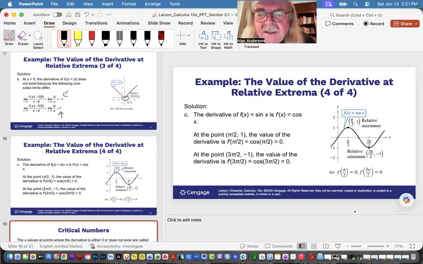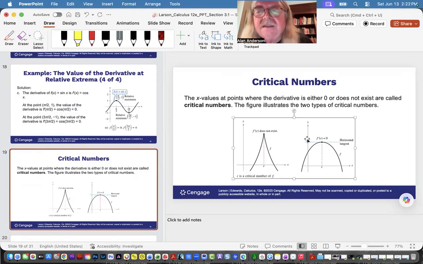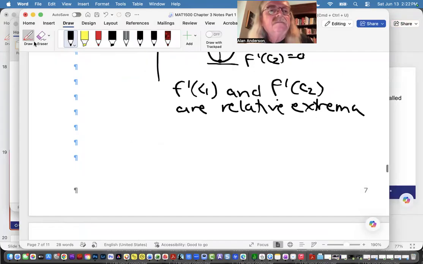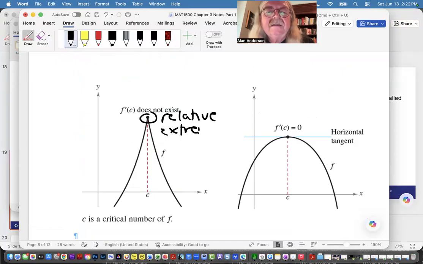So, critical numbers. Now, here they're giving us a couple more examples. What they're telling us, and this is just definitional, is that we know, because of what we discussed earlier, that this must be a relative extremum, because f prime of c does not exist, as is this one.